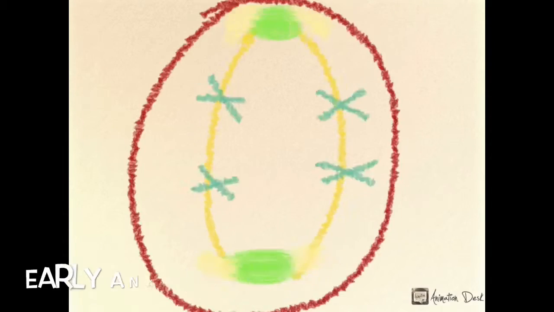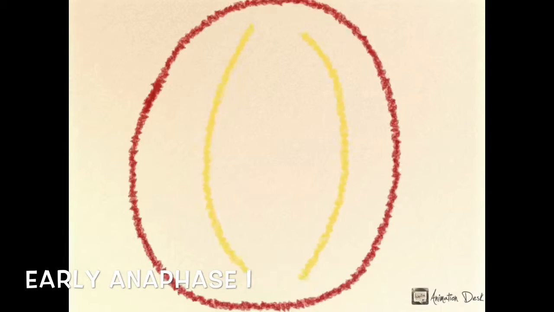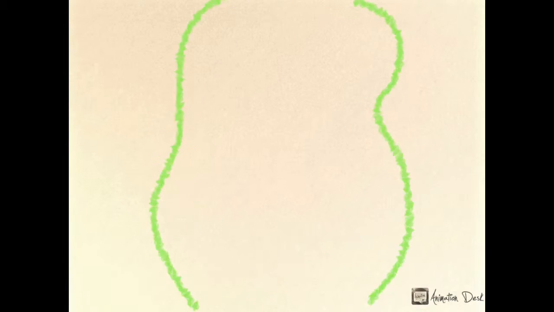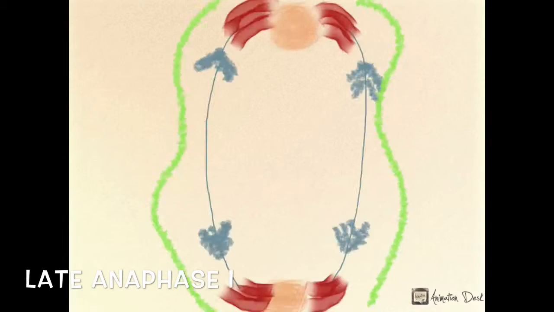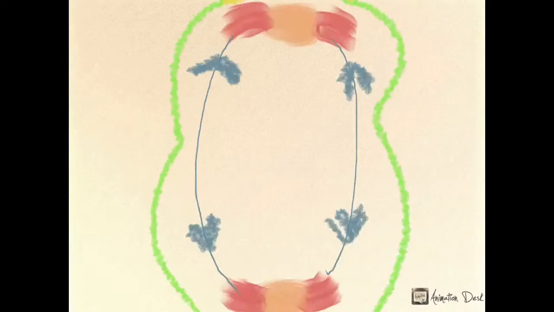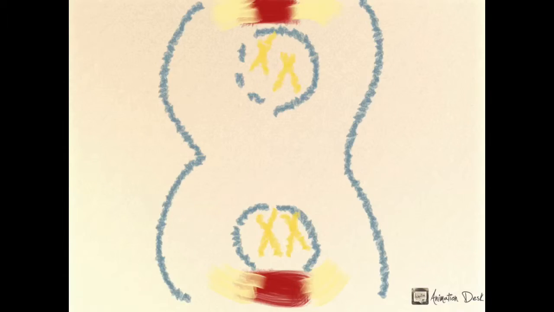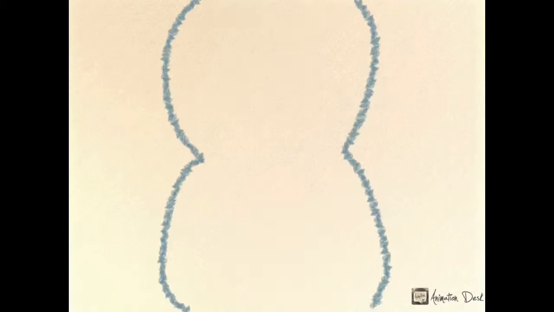In early anaphase 1, the tetrads separate and paired chromatids move along the spindle toward their respective centrioles. In late anaphase 1, the chromatids have almost reached the spindle poles. The cell membranes begin to constrict. In telophase 1, nuclear membranes enclose the separated chromatids. The cell membrane completes its constriction.